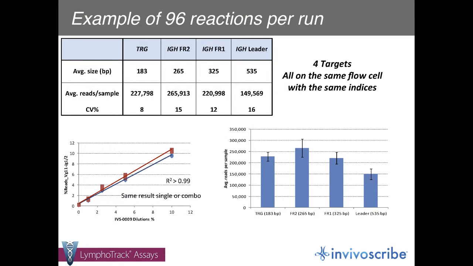Now, in terms of making it easier and more economical for the customer, we have done combinations of assays. We can run 4 different targets, all on the same flow cell, same MiSeq flow cell or PGM, with the same indices. For example, here you see the result of 96 reactions run on the same MiSeq flow cell.